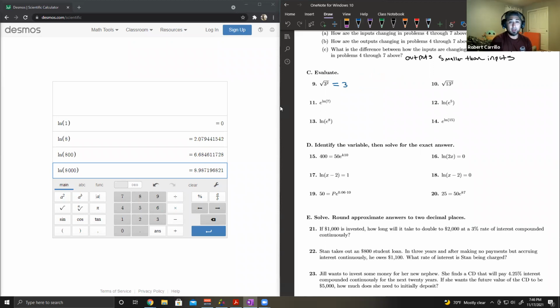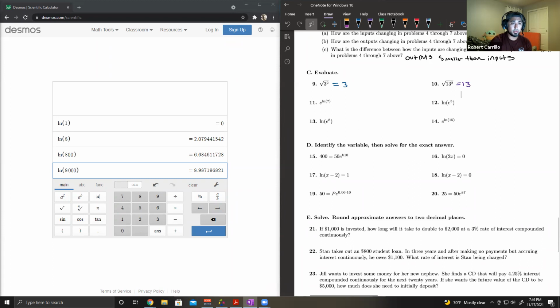Now, same situation here. Look at 10. Square root of 13 squared. What's going to happen again? It just turns into 13. Okay. Sweet. And now 11, 12, 13, and 14.